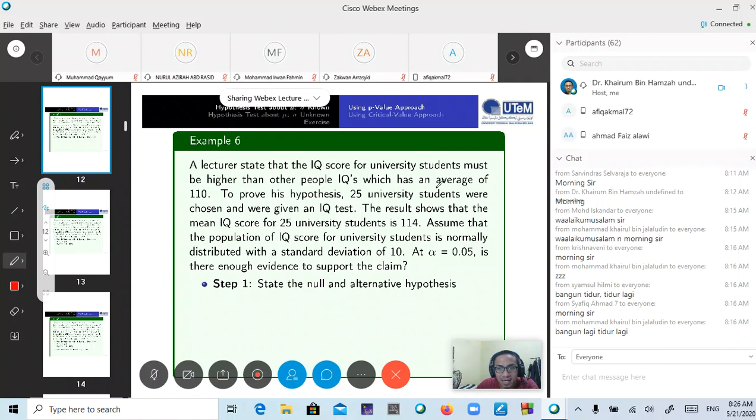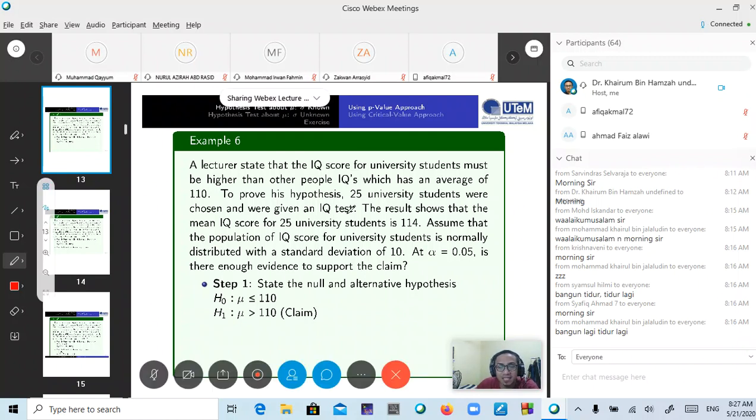So, tengok. Apa? An average of 110, higher than. Apa maksud higher than? Greater than. Greater than ada equal sign or not? Tak ada equal sign. Bila tak ada equal sign, dia akan duduk dekat H1. Sorry. Dia akan duduk dekat H1. Sebab tak ada equal sign. Okay. So this one is higher than, so your claim is at H1. Okay. After you identify step 1, next proceed to step 2.